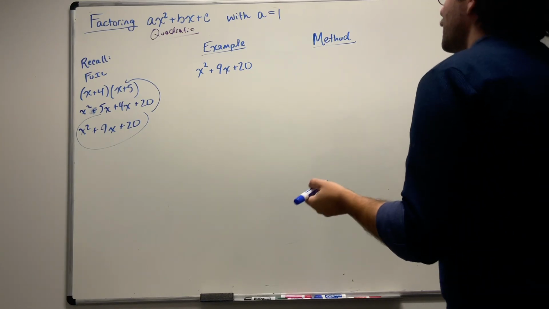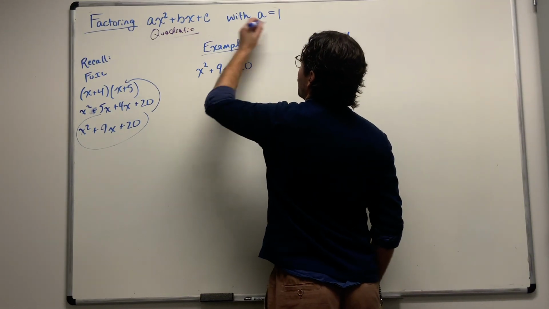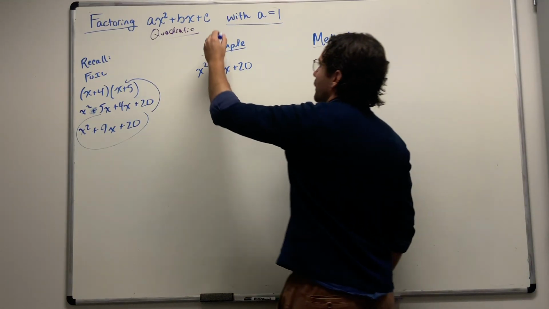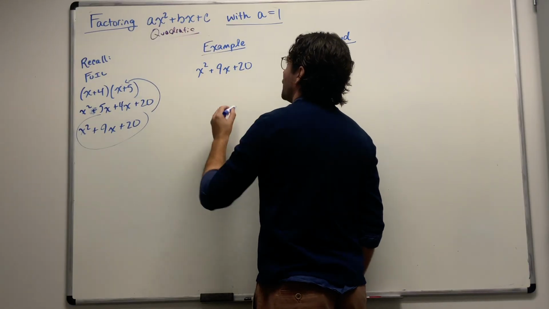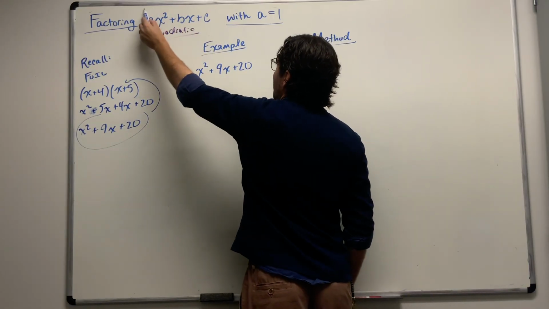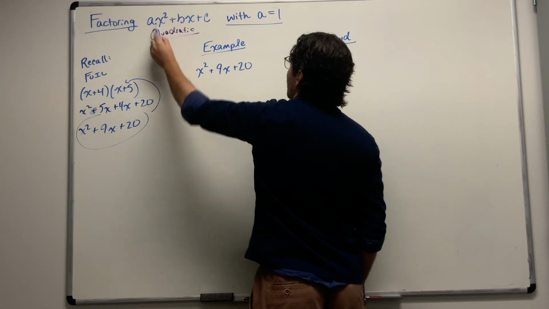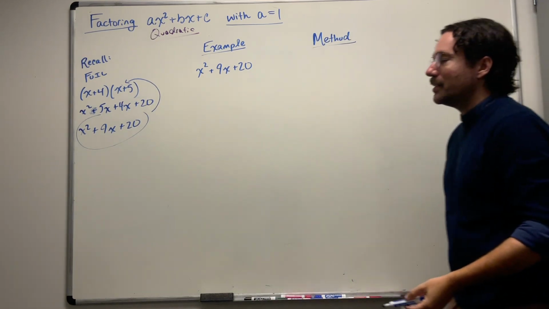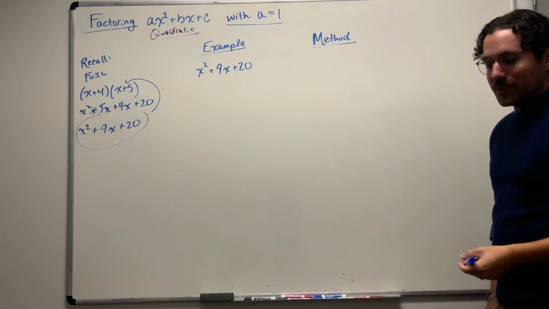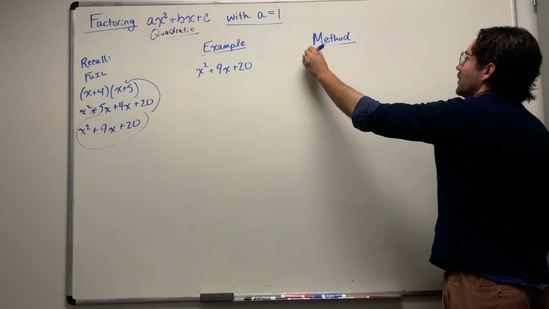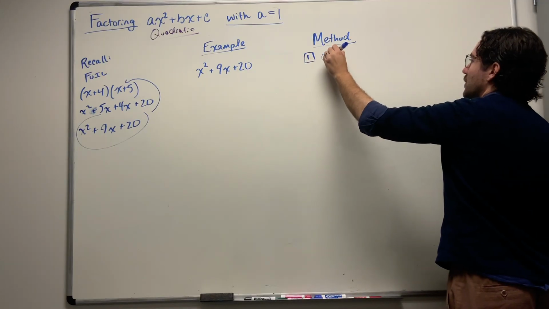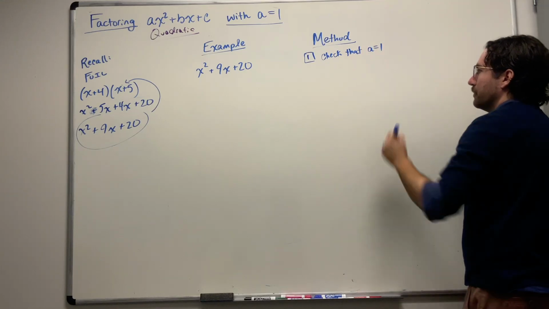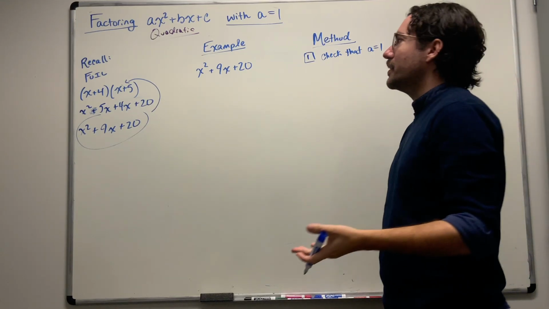So the first thing that I'll do is check that I have this specific condition. Right now we're only looking at forms of this kind of quadratic expression where this a term, the thing in front of the squared term, is equal to 1, meaning I don't see a number in front. There's an implied positive 1 there. I'll say the first step is just to check that that's true. I'm going to say check that a is equal to 1. Otherwise, I'll need to use an alternative method.